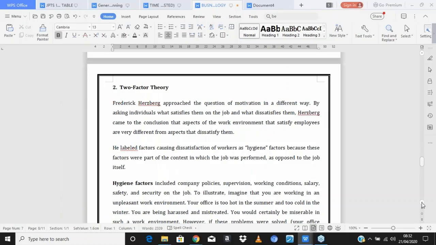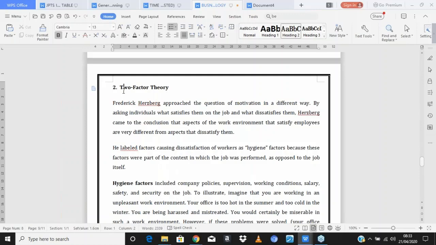For want of time, let's move on. It's already 8:32. The second theory is the two-factor theory that was postulated by Frederick Herzberg. Now, Frederick Herzberg approached the question of motivation in a different way, by asking individuals what satisfies them on their job and what dissatisfies them at work.